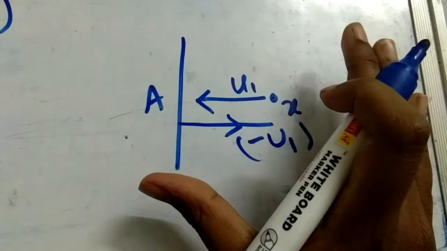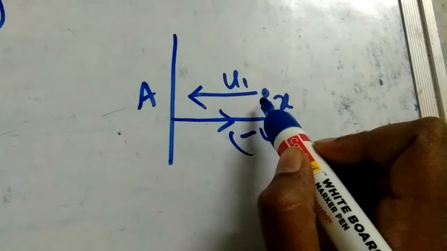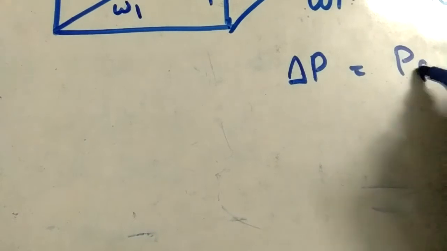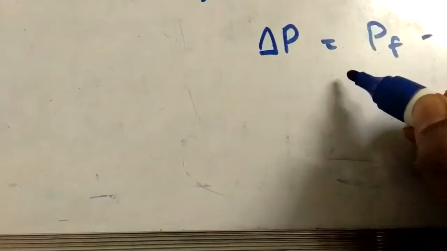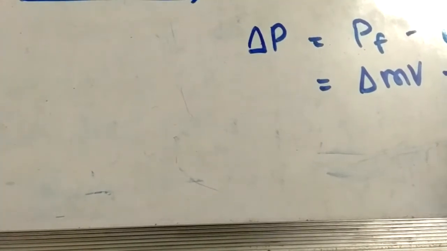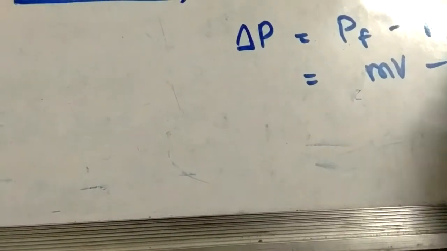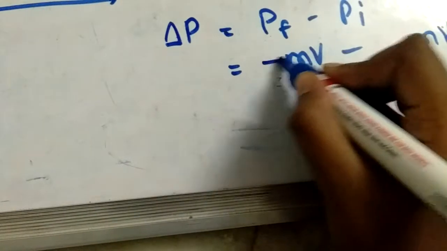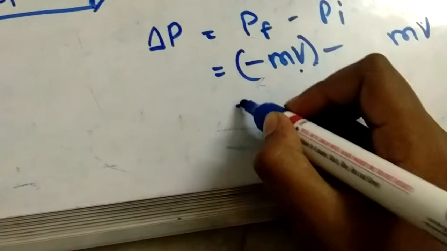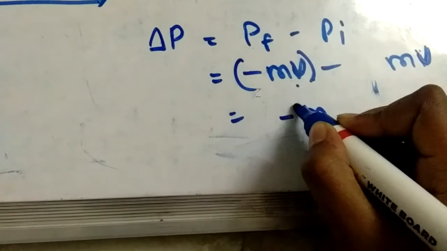What is the change in momentum of this particle? We have to find that. Change in momentum will be final momentum minus initial momentum. What is the final momentum of the particle? We don't have to put delta because the mass remains constant, but the final momentum is negative, because the velocity has the negative sign. So the change in momentum will be 2mu1.